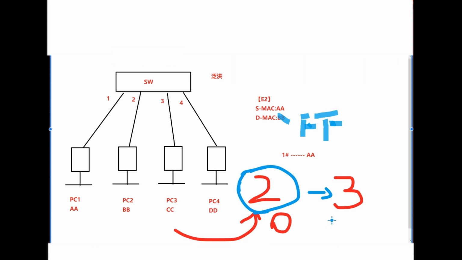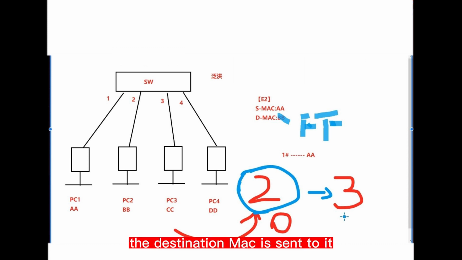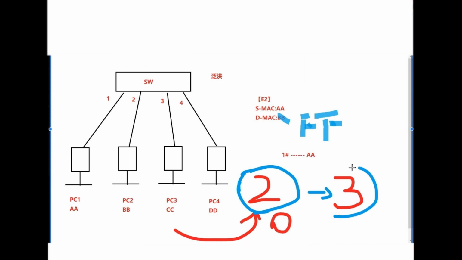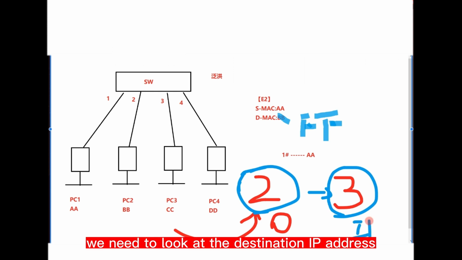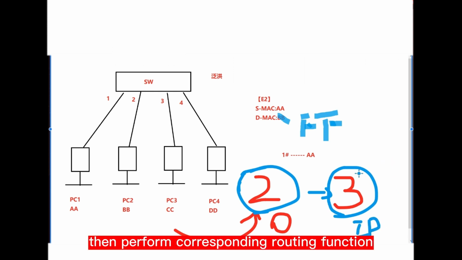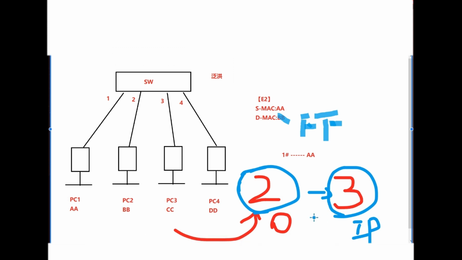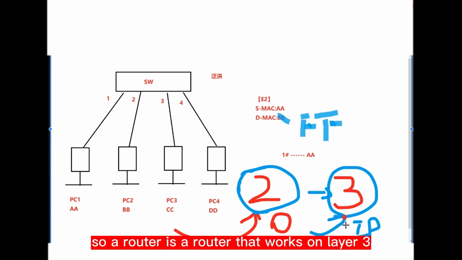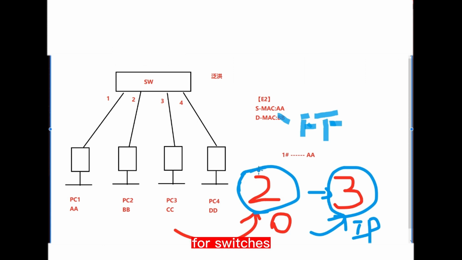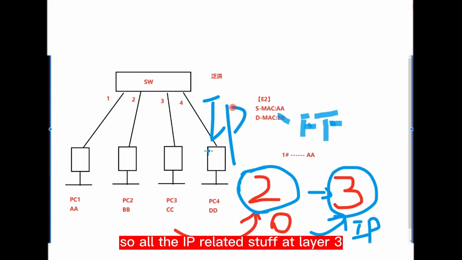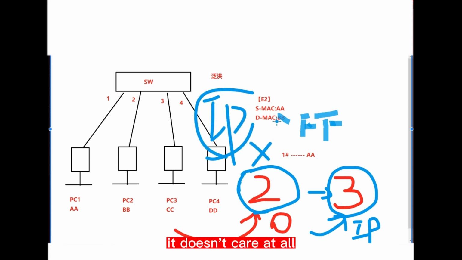For routers, after receiving, it must first see the second layer: is the destination MAC sent to it? Yes. Then look at the third layer. In the third layer, we need to look at the destination IP address, then perform the corresponding routing function, addressing and forwarding. So a router works on layer 3. Switches work on the second layer, so all the IP-related stuff at layer 3, it doesn't care about at all.